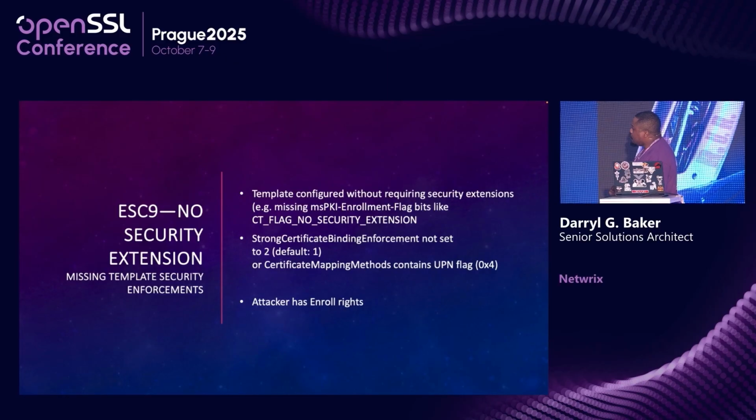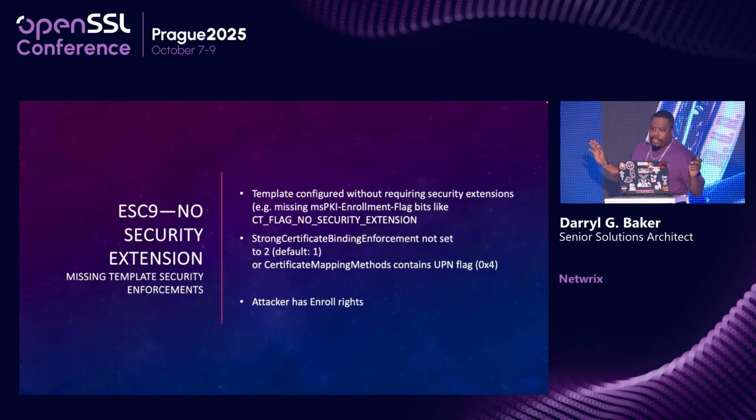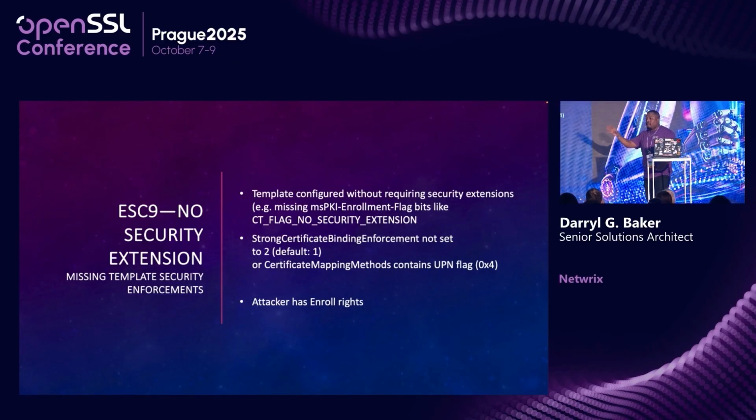ESC9. So ESC9 is no security extension at all. So not EKUs. The EKUs might be in place. This certificate might be used for code signing or something else like that. Security extensions, this is another Microsoft-y thing. This is another way that Microsoft adds in other pieces of security to make sure that not just any object in Active Directory can interact with the certificate objects in malicious ways.